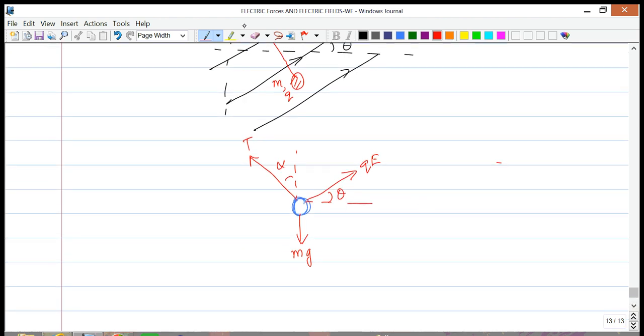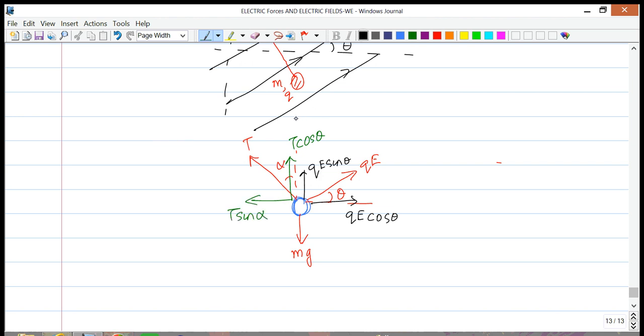Okay, so here's what we're going to do. Let us break things into components. Let's find the horizontal component of QE. That happens to be equal to QE times cosine theta. The vertical component of QE is going to be QE sine theta. On the other hand, let us also figure out now the components of T. The vertical component is T cosine alpha. The horizontal is T sine alpha.